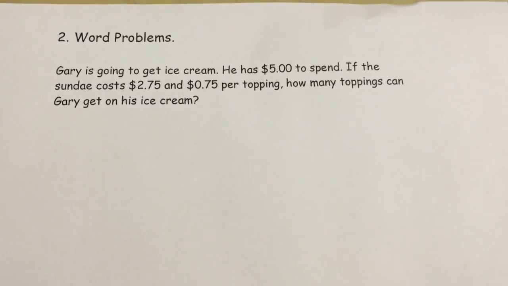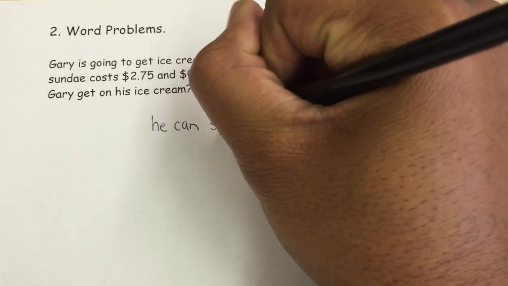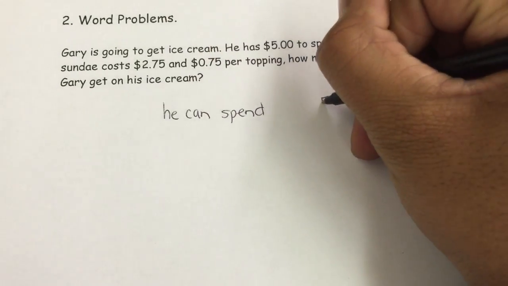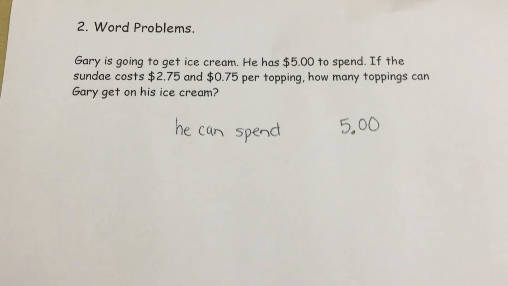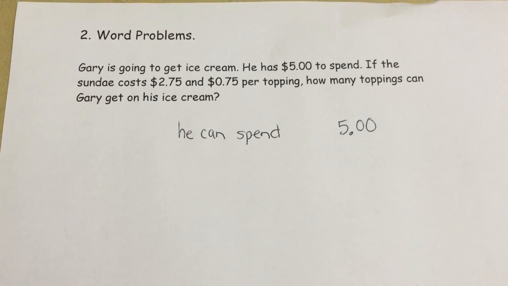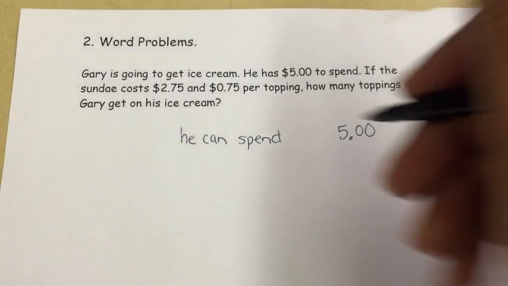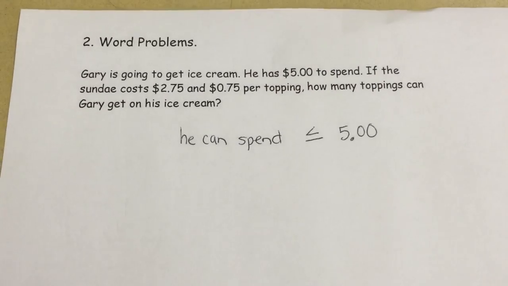Okay? So we have to compare what he can spend to $5. Now the question tells us he has $5 to spend. That means he can't spend any more. He could possibly spend less, but he can't spend any more. Okay? So that means he can spend less than or equal to $5.